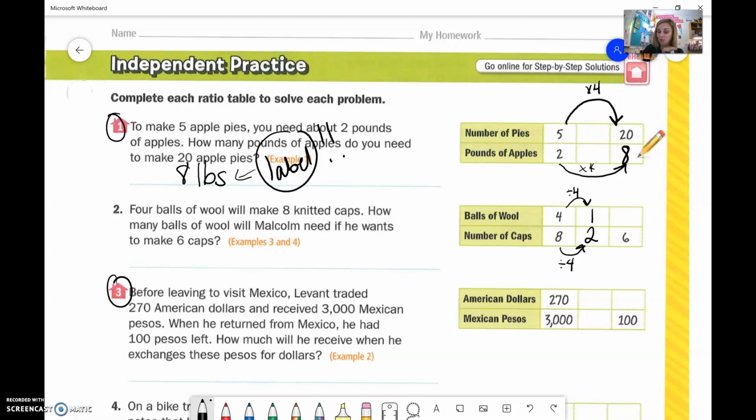Okay, so now can I get from 2 to 6? Yes, I know that I can multiply that by 3. So if I multiply the bottom by 3, I'm going to multiply the top by 3. So 1 times 3 is 3. So my answer would be I need 3 balls of wool.